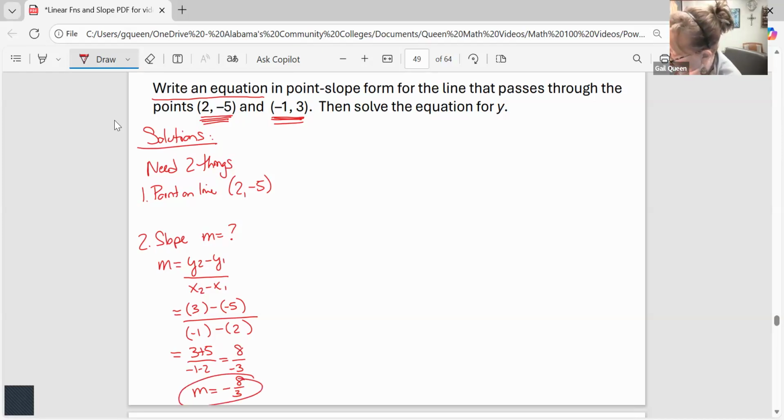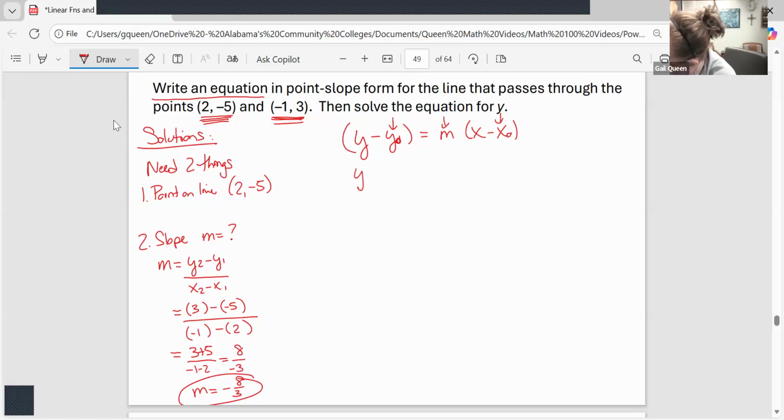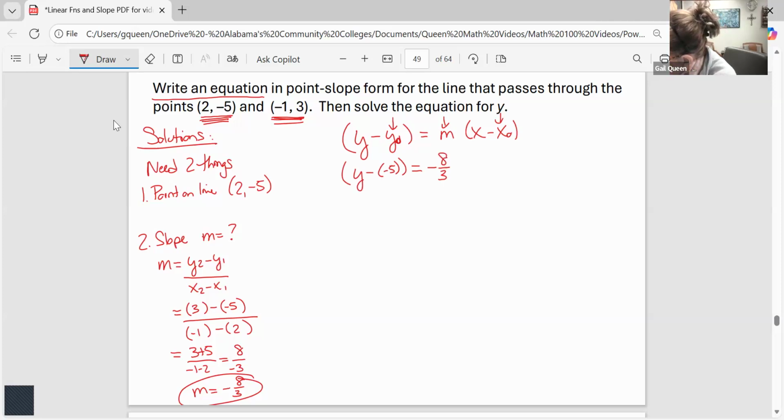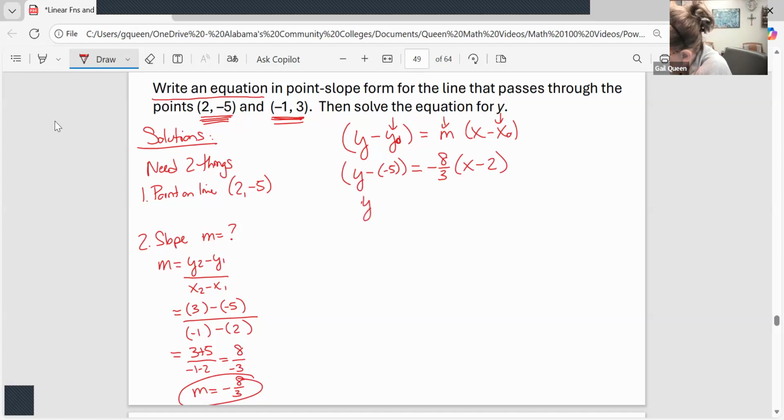So now I have a point and a slope. If you have a point and a slope, we can use the point-slope formula. So very quickly, we're going to plug in the x-coordinate and the y-coordinate and the number for the slope. Okay, y minus the y-coordinate of my point, which is -5, equals my slope. This time my slope is a fraction, -8/3, times x minus the x-coordinate of my point. Okay, so let me clean up the double negative first, and then we'll talk about that fraction.